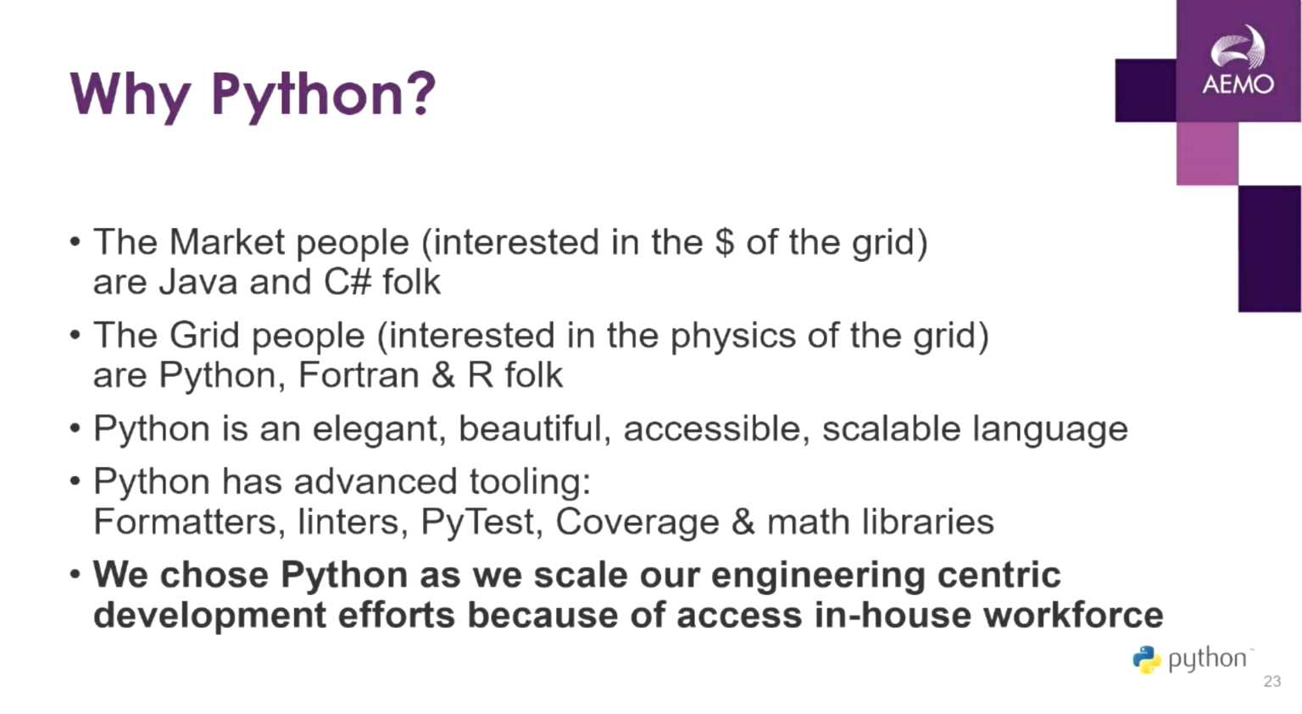The market people, those interested in the dollars of the grid, are generally Java or C# folk. The grid people, those of us interested in the physics of the grid, tend to be Python or Fortran or R people. Python is an elegant, beautiful, accessible, scalable language, but everybody in this room knows that. Python has advanced tooling, formatters, linters, PyTest, coverage, and maths libraries, but everybody in this room knows that too. We chose Python as we scale our engineering-centric development efforts because of access to an in-house workforce.